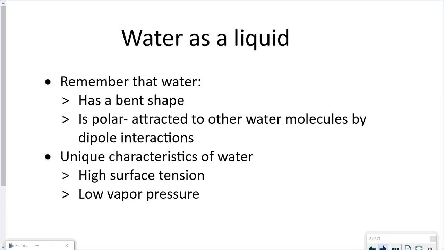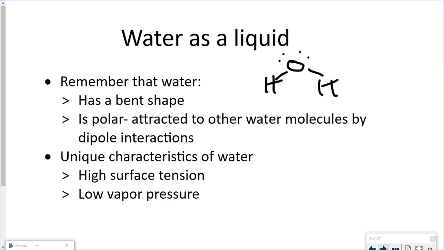So anytime we're dealing with a substance that is in aqueous solution or has that AQ after it, it's dissolved in water. Some things we've already learned about water throughout this semester is that water has a bent shape. So if you remember the dot structure for water was like this. So it does have that bent shape to allow for interactions with other molecules. Water is polar, so it can be attracted to other water molecules by those dipole interactions. And it can also form hydrogen bonding.